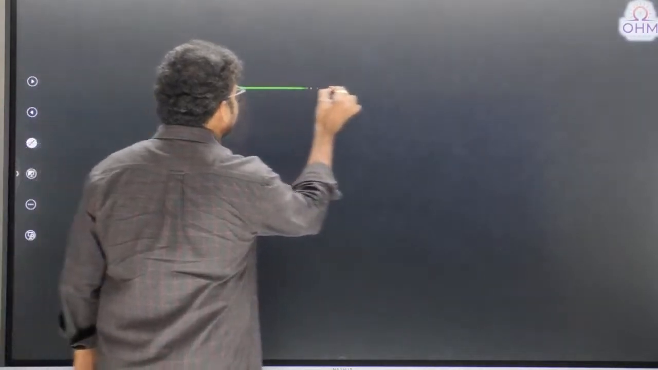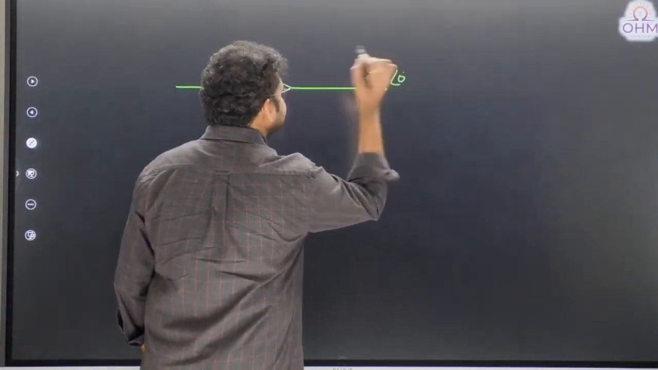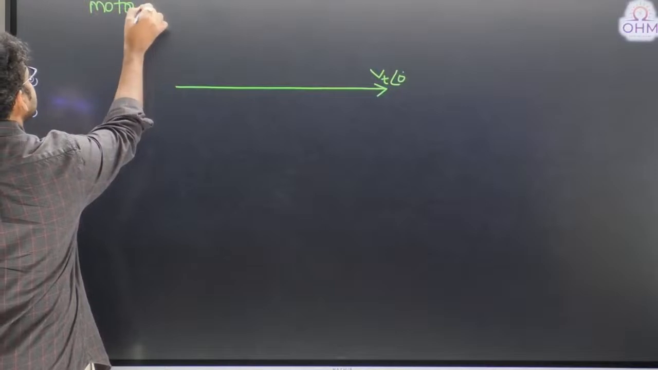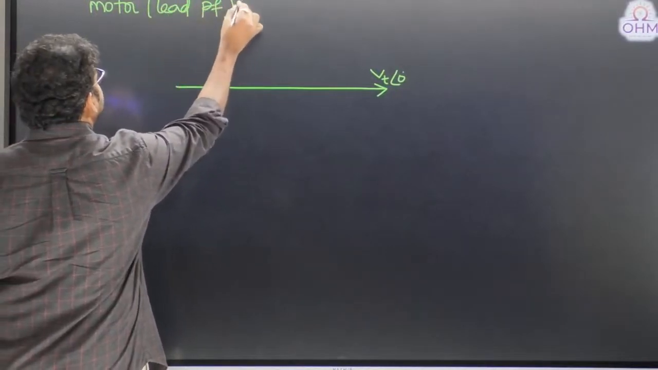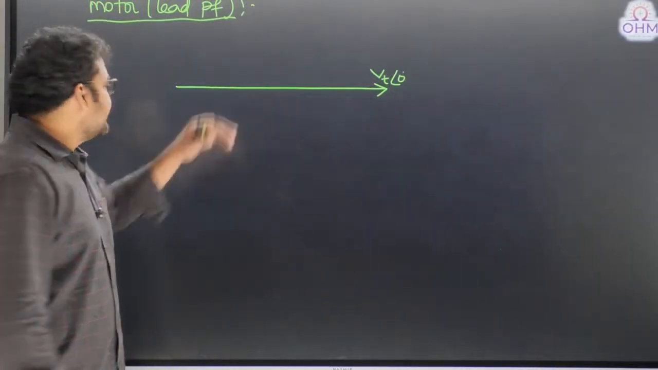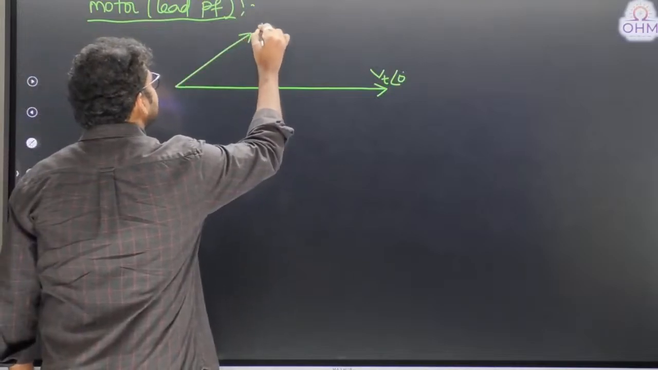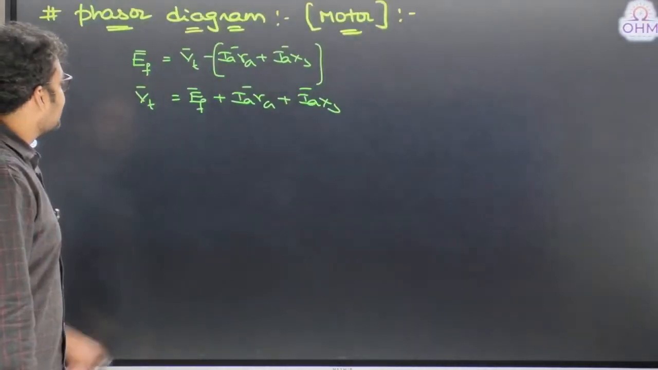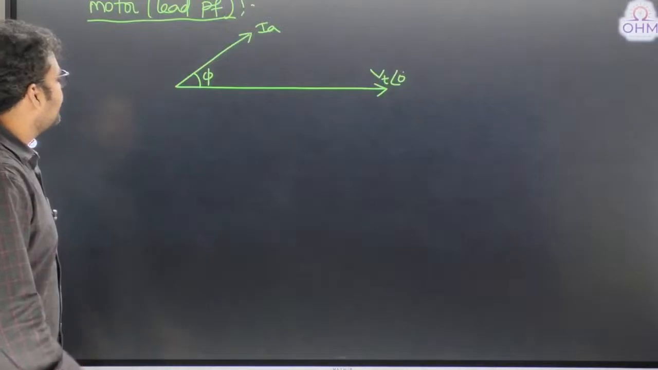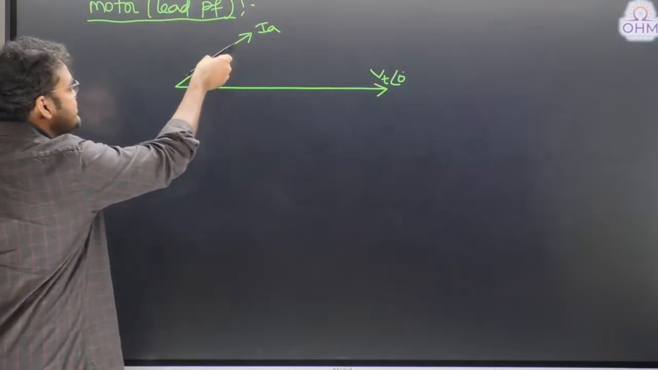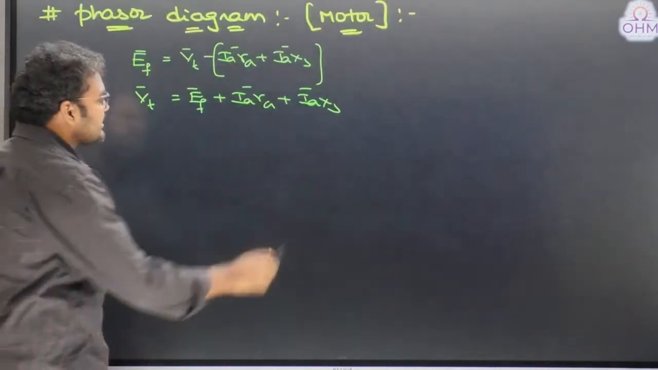Now let me try to draw the phasor diagram. Once again, I am taking terminal voltage as reference. Now I would like to draw the phasor diagram in case of motoring machine for leading power factor. You can draw for lagging power factor also, no problem. When I say power factor is leading, armature current is leading the terminal voltage by an angle phi. And what is the first drop we want to draw? IaRa drop. We all know IaRa is nothing but resistance drop. Resistance drop is always in phase with current. What is the next one?